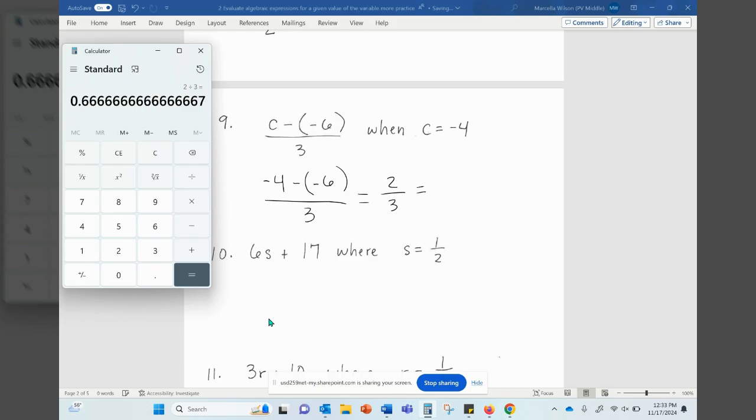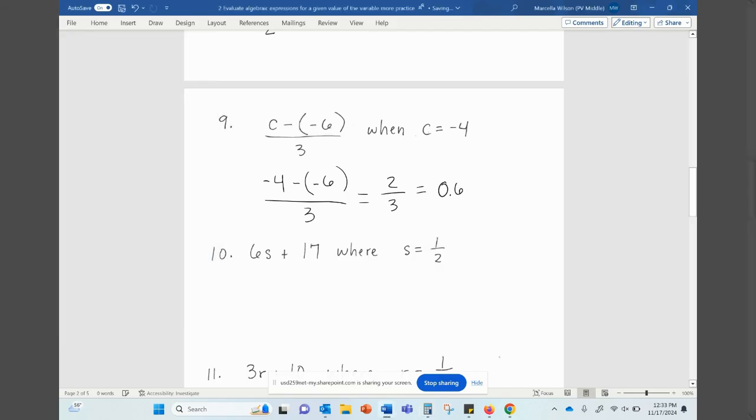All right, so 2 divided by 3 is 0.666666667. I'm just going to put 0.67. I'm going to round up. Or you know what? I'll put 0.66.